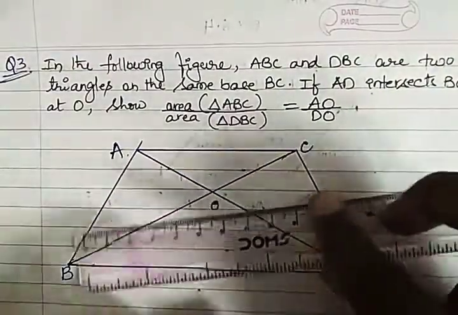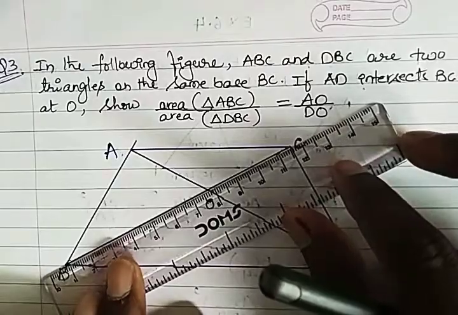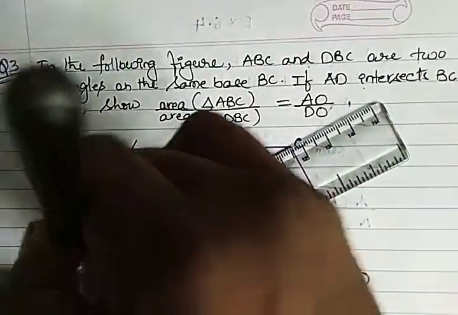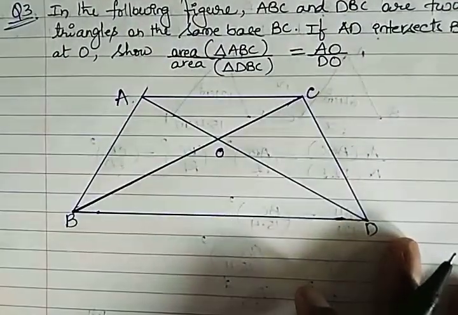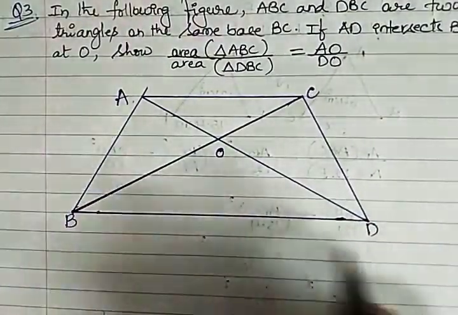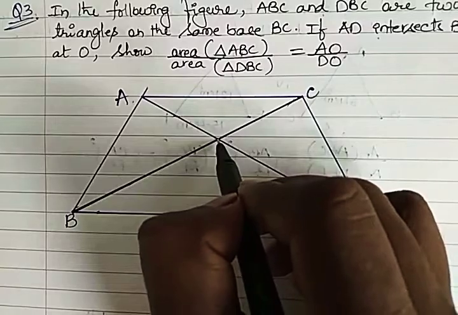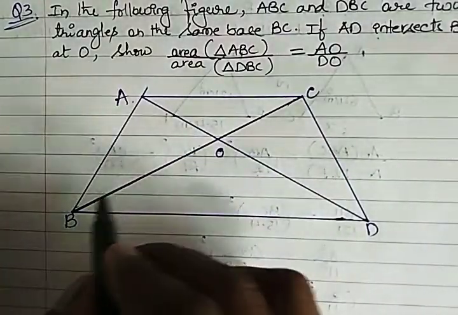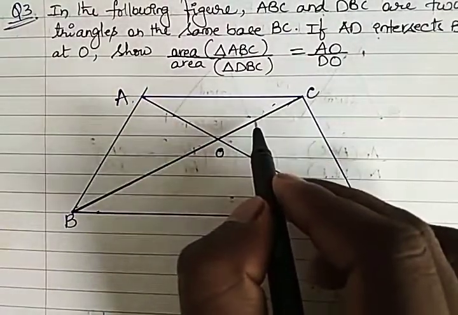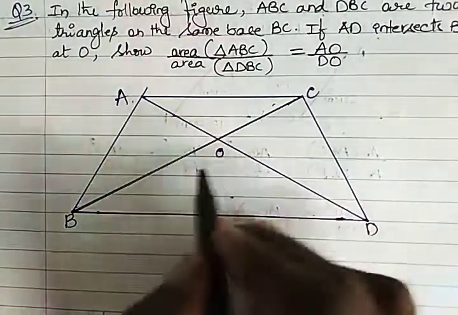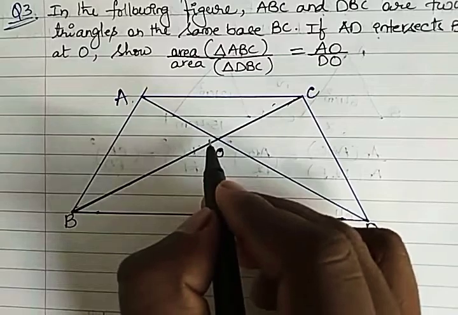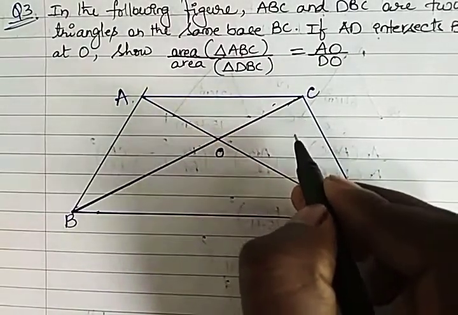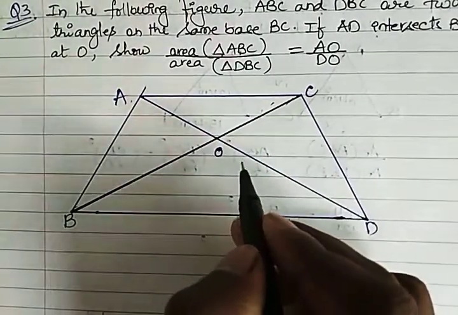इस BC के ऊपर है दोनों. Okay, you need to view separately these two triangles. BC is the common base for both the triangles. So prove that if AD intersects BC at O, show that area of triangle ABC और DBC triangle का area, इन दोनों triangles के areas का जो ratio है AO by DO से equal होगा करके हमें proof करना है.